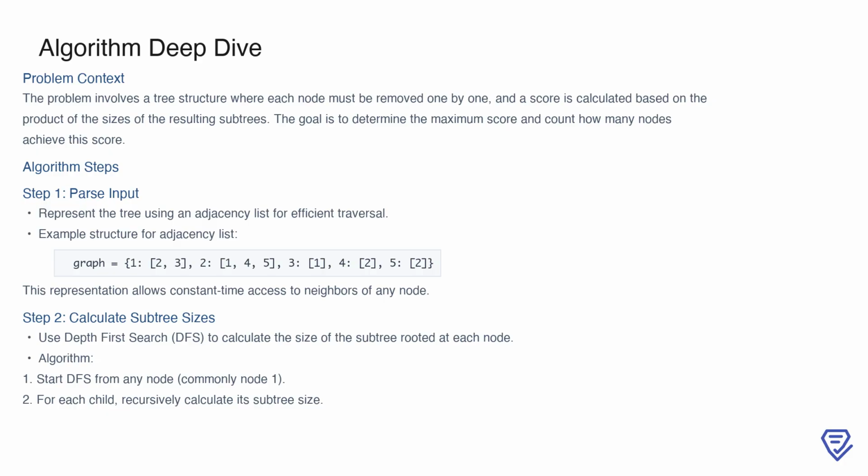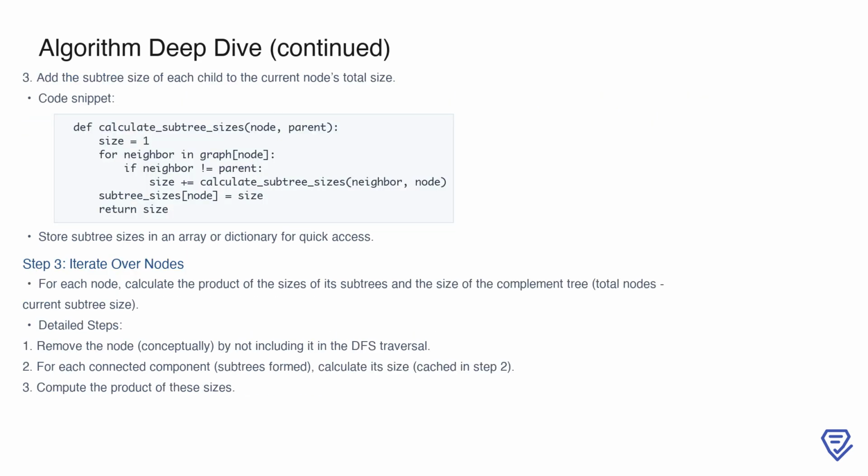By starting the DFS from any node, node 1, for instance, we recursively determine the sizes of all child subtrees and sum them up to get the total size for the current node. This lays the groundwork for efficient score calculations later in the algorithm. With the adjacency list in place, we can now calculate the subtree sizes using DFS in detail.